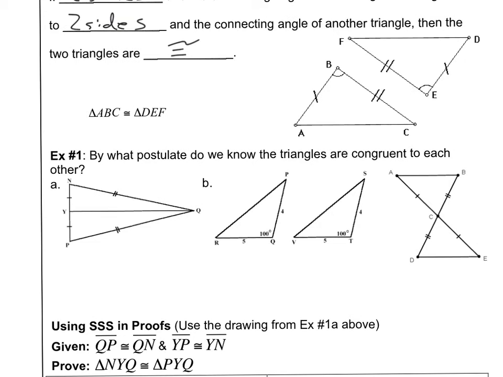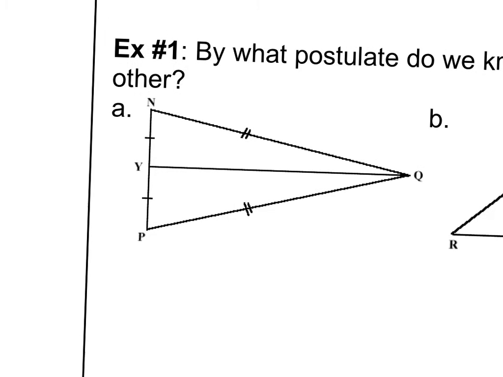In example number 1, where it says, by what postulate do we know the triangles are congruent to each other? So let's take a look at example A. What I like to do with these is go through and just mark what I know. Well, I know that these two sides are congruent, and I know that these two sides are congruent. That's given. Is there anything else that I know, just from the image or any other information?